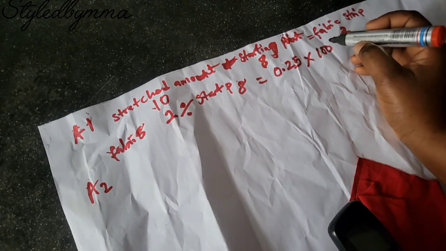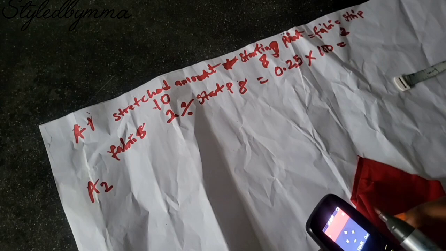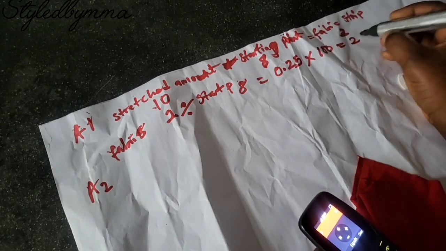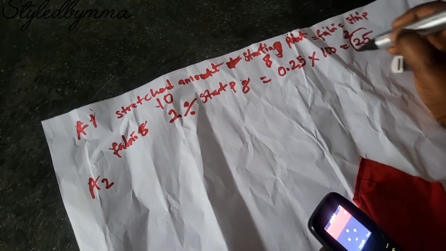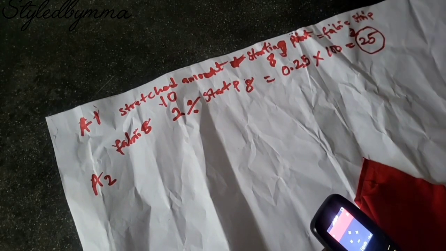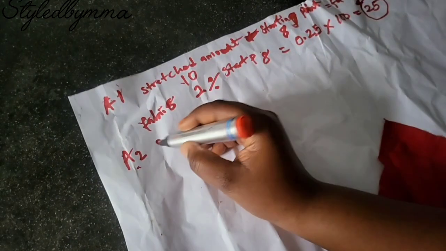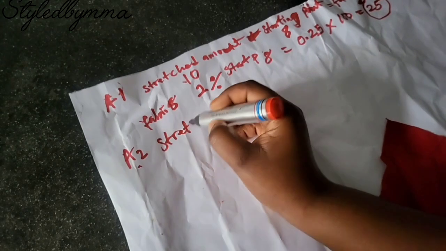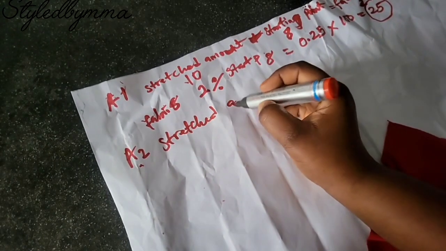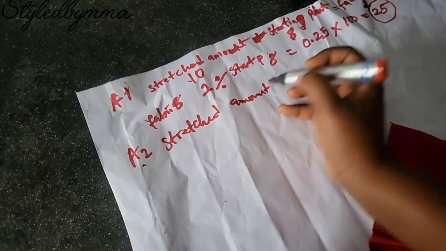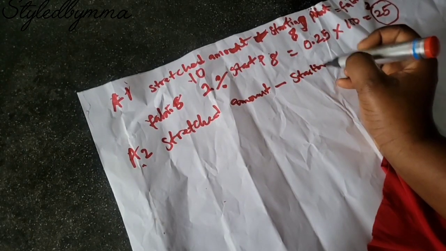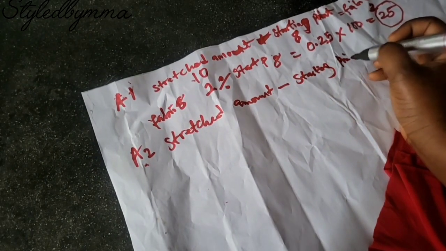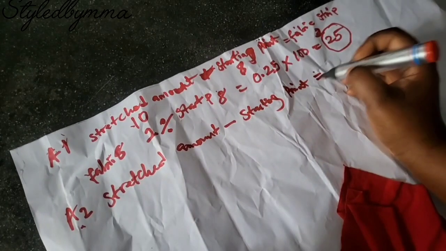But for me, what I have is 0.25 times 100. Whatever I have there, which is 25. So this is in percentage. So the fabric strain of this is 25 for the not so much stretch part of this fabric. So I'm going to do the same thing, the same method, the way I did with the A1 is how I'm going to do with A2.